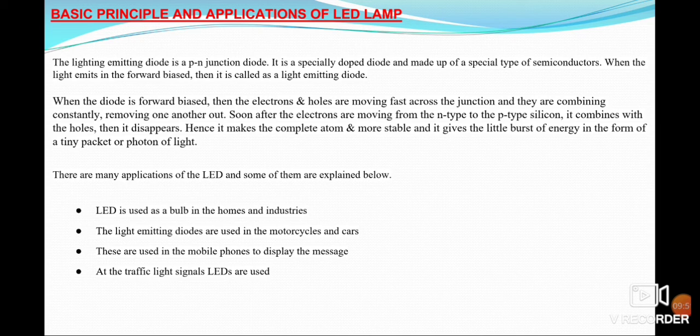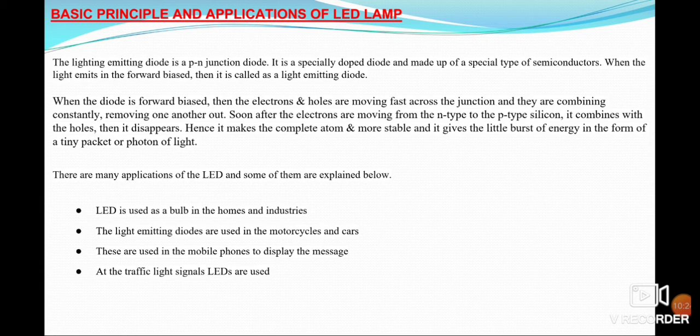When the diode is forward biased, the electrons and holes move fast across the junction and they combine constantly, removing one another out. Soon after the electrons move from N-type to P-type silicon, they combine with the holes, and then disappear. Hence it makes the complete atom more stable and gives a little burst of energy in the form of a tiny packet of photon of light.